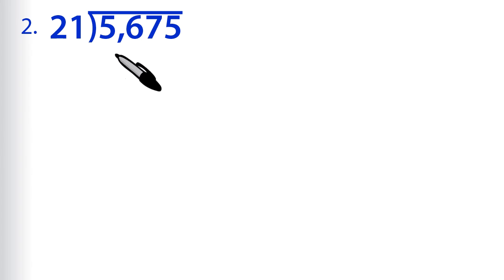For problem 2, we have 5,675 divided by 21. So once again, we're going to need to pick our multiples, and we'll probably want some pretty big multiples because 5,675 is quite a bit bigger than 21. So let's see.